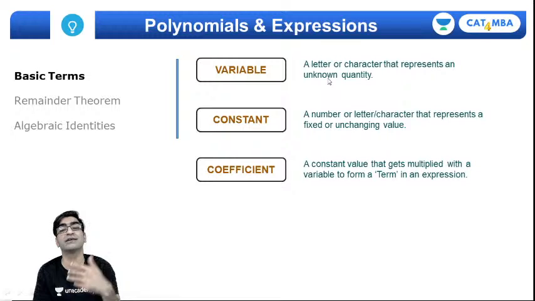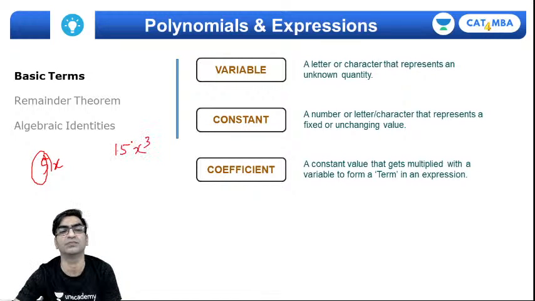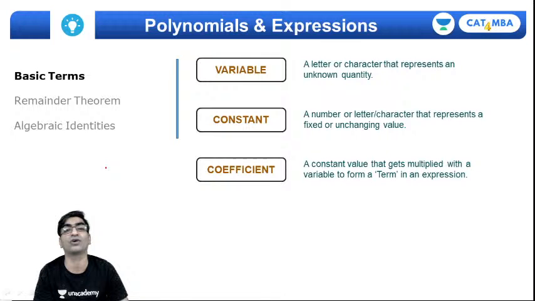So if I consider a term like 5x, then the coefficient is 5. If it's a term like 15x cube, then the coefficient is 15. Or if I say minus 1 by 3 y power 4, then the coefficient is minus 1 by 3. Okay, fair enough. Whatever comes with the variable in the expression that I have is called the coefficient.